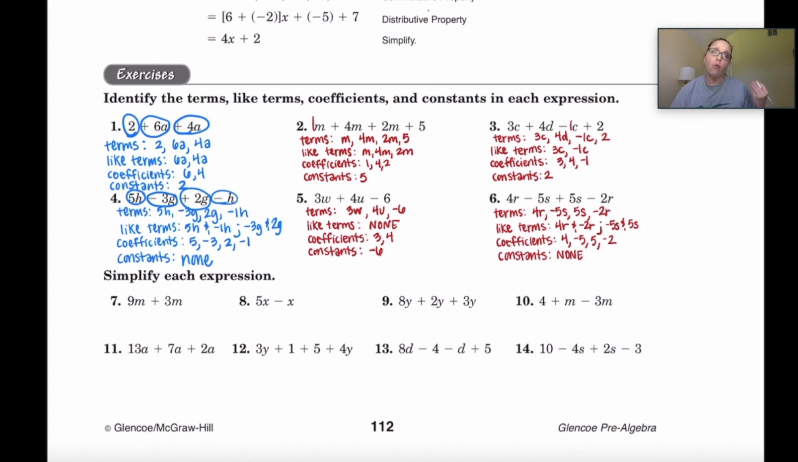Okay, so once you've been able to identify terms, like terms, coefficients, and constants, then you're able to simplify expressions using that information. So we're going to go down to the next section, 7 through 14, and we're going to simplify the expressions by combining our like terms.